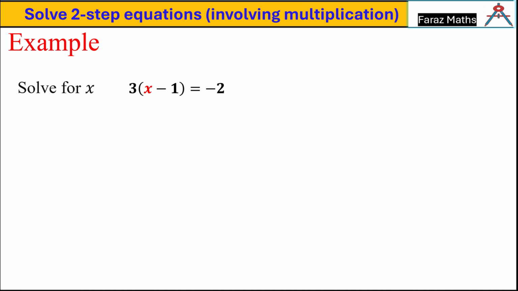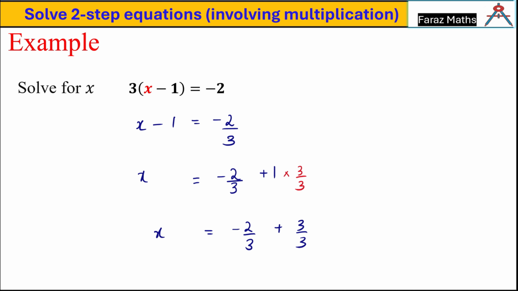Solve for x: 3 bracket x minus 1 equals negative 2. Again, I can do this question in two ways. The first way is x minus 1 equals negative 2 over 3, because this 3 is in multiplication with this whole bracket. That's why we are dividing it on the right side. And x minus 1 equals negative 2 over 3. So x equals minus 2 over 3 plus 1. Now you have to multiply this 1 by 3 over 3 to make the denominator the same. So this will become x equals minus 2 over 3 plus 3 over 3.